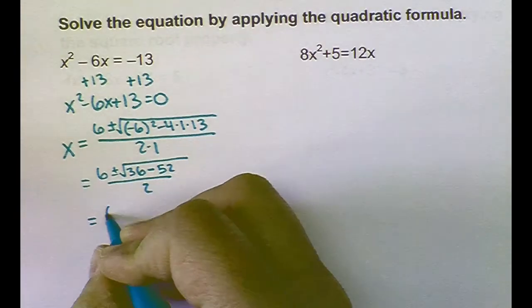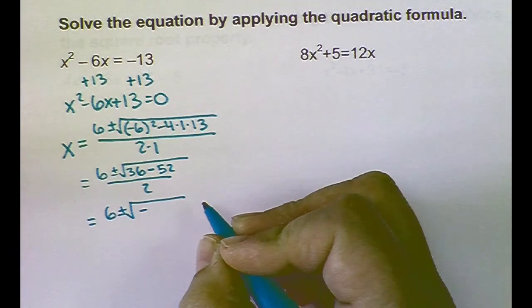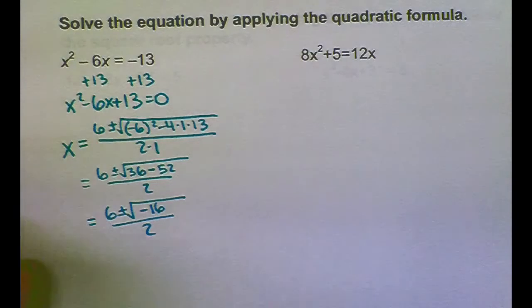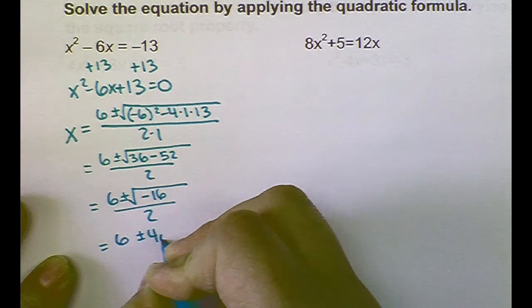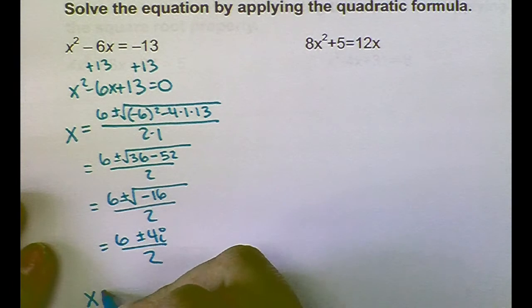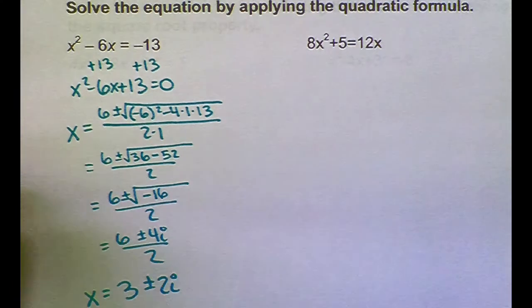We can tell right now that we're going to get a negative inside the square root, but that is fine. Negative 16. And lucky for us, we already know the square root of negative 16 is 4i. And then we can divide everything by 2. So x equals 3 plus or minus 2i. There we go.